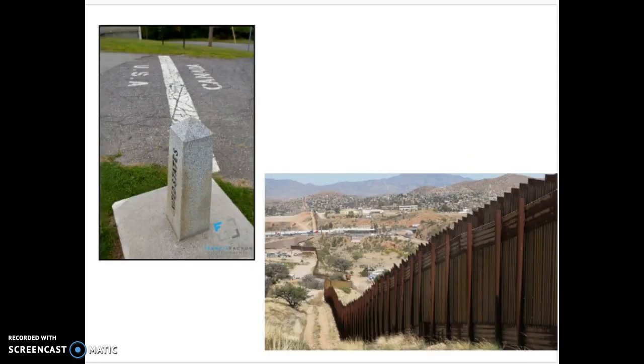Interesting enough, we can see two examples on the screen of how two countries demarcate their boundary. Here at the top, as I mentioned in class, this is an example in some parts of the boundary between the United States and Canada, which looks like a simple stone, a little barrier, and then you see just a white line drawn on the ground. Versus here's another example, falling to the south, the United States and Mexico border.